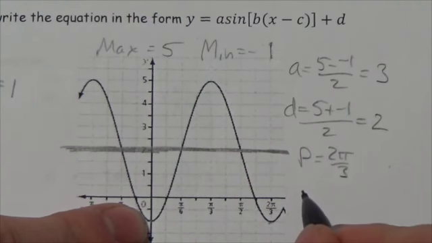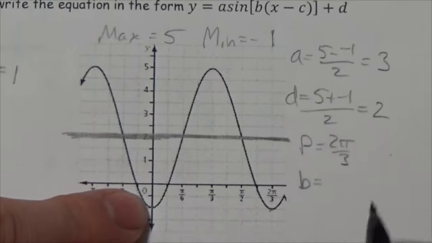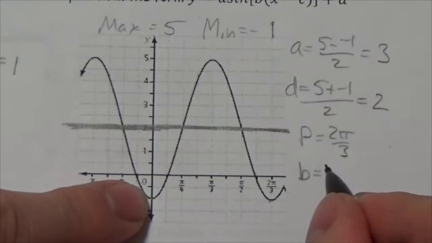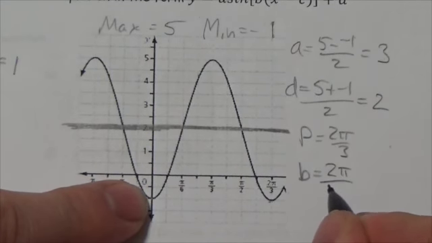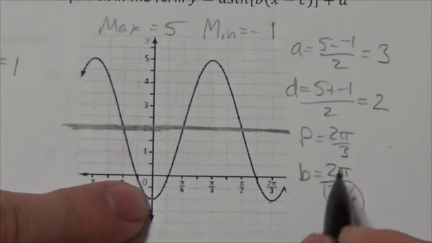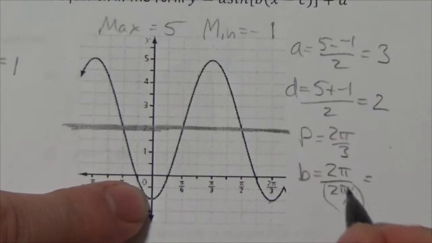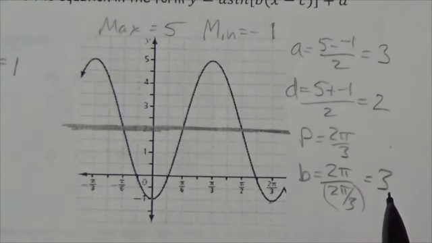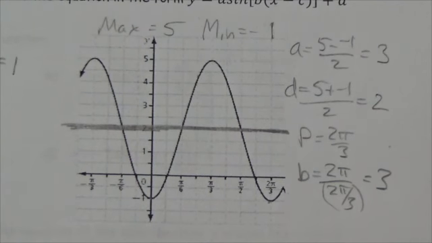And so now I can use that to figure out what my b value is. It's going to be 2 pi divided by the period, 2 pi over 3. Well, now the 2 pi's are going to cancel, and when I divide by 1 over 3, I'm going to get 3 here. So my b value is just going to be 3. Perfect. So that's basically everything I need, except I need to now figure out what the phase shift is.